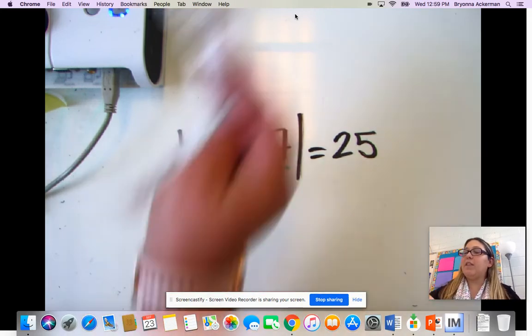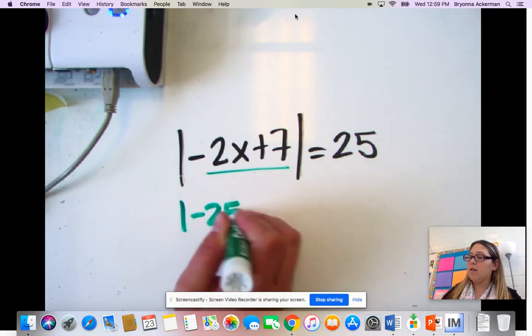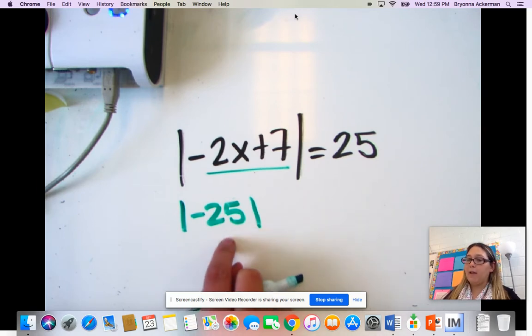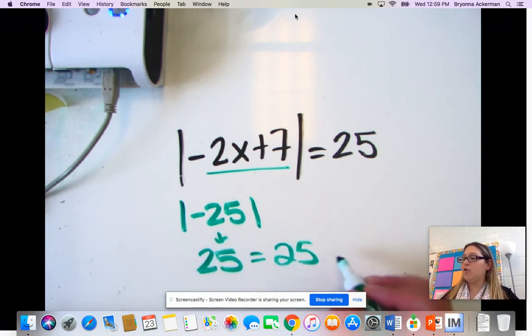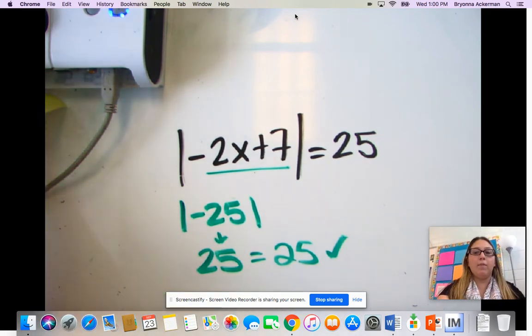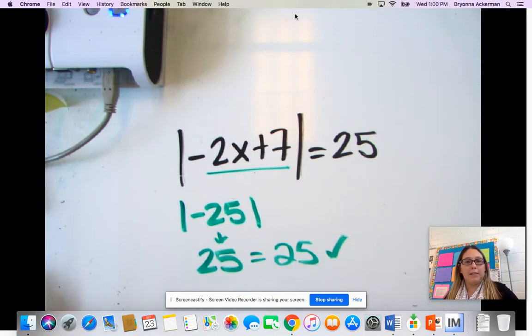And so if the inside equaled negative 25, well, the absolute value of negative 25 is also a positive 25, and so this would still be true. So when you're solving for absolute value, you have to think about both sides. Could it be the positive that stayed positive? Or could it be a negative, but then the absolute value of a negative is a positive? So when solving these, you have to set up two cases.